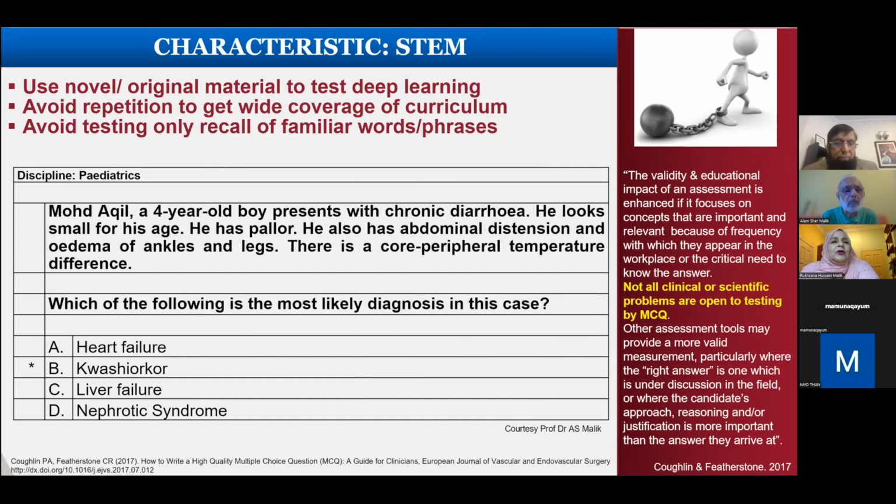In this question, Muhammad Akil presents with chronic diarrhea. He looks small for his age. He has pallor. He also has abdominal distension and edema of the ankles and legs. There is a core-peripheral temperature difference. Which of the following is the most likely diagnosis in this case?